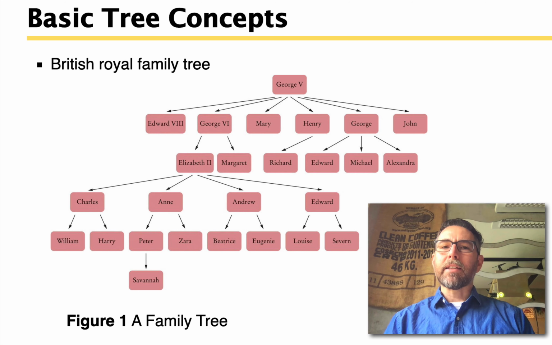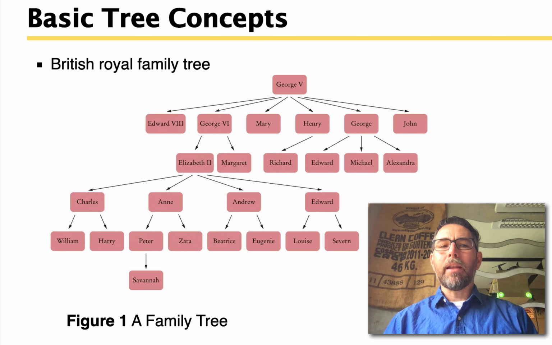Now, if you look at this, you can see that there's a relationship between the tree structure and the linked list. For example, if we were to take one particular path from the root node down to the far left node, William, it would go George V, George VI, Elizabeth II, Charles, and then William. That pattern of moving from node to node looks just like a linked list if we ignore all the other children. And so because of that, the code that we use to implement it is going to be similar as well.